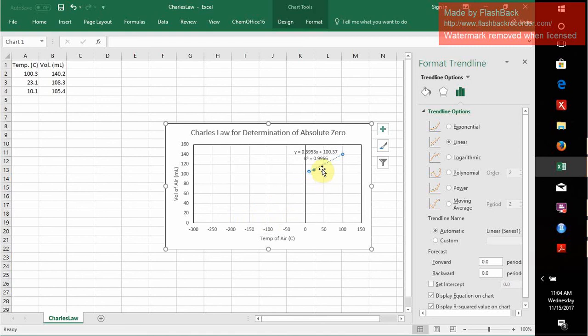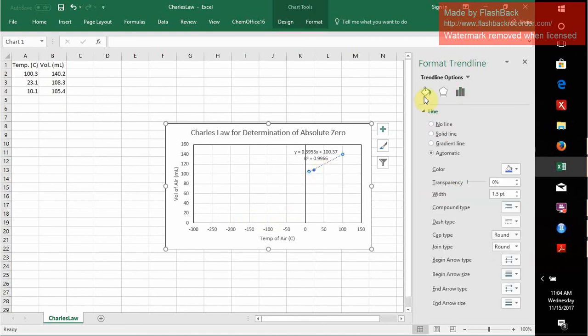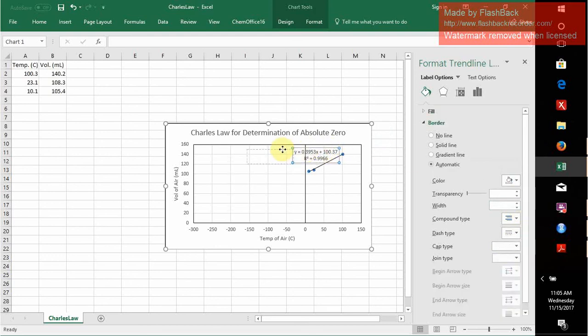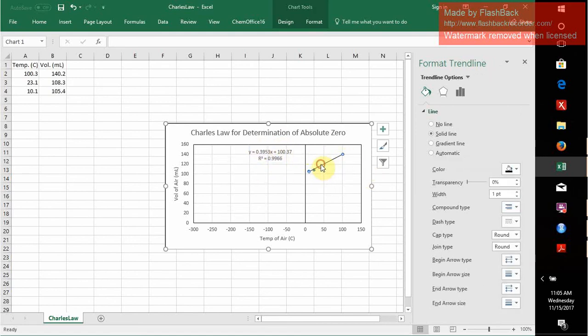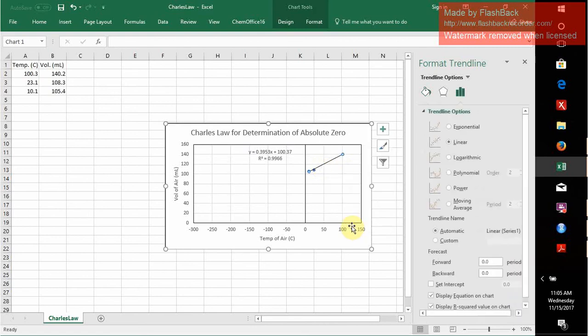I also want to make this trend line black, and we're going to make it a solid line, a little bit less thick. Okay, that's looking pretty good. Let's get the equation and the r squared moved out of the way a little bit. And let's go ahead and forecast the line forward.